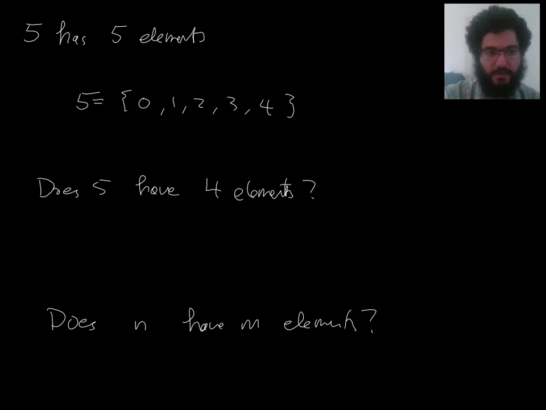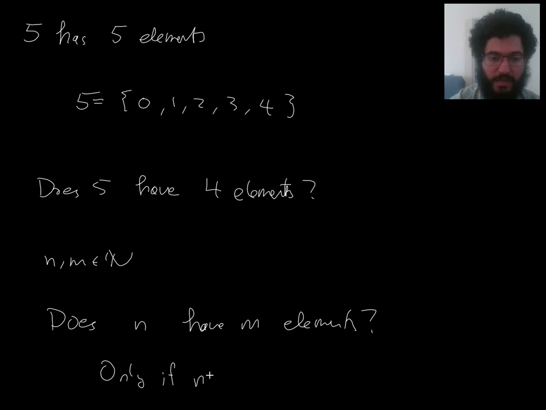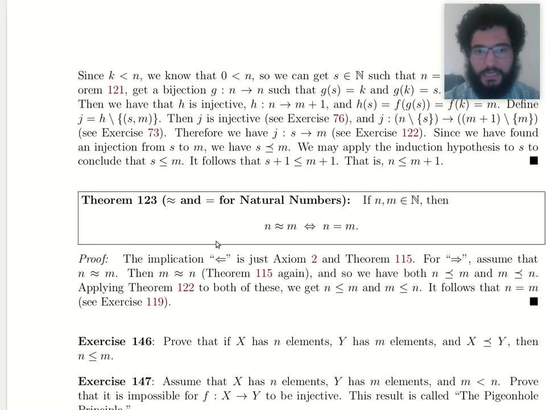So now we can definitively answer the original question, does n have m elements? Here where n and m are natural numbers. The answer is only if n is m. If and only if n is m. And what I was stating there was theorem 123, which we already saw last time how that follows from theorem 122.